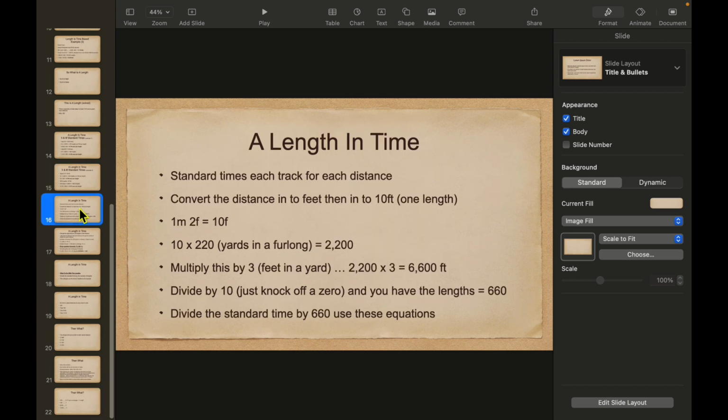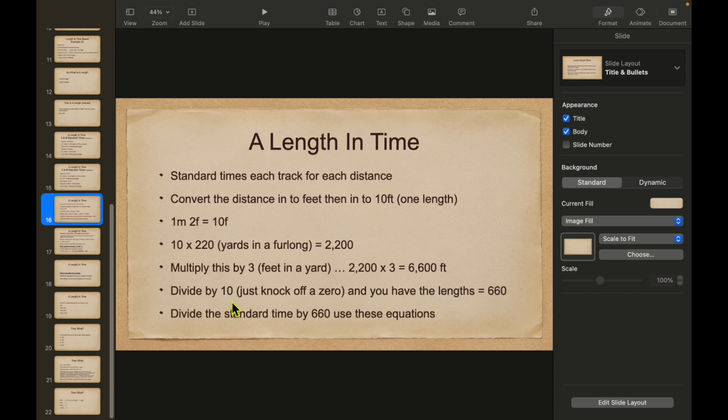So, a length in time. You'll need the standard times for each track for each distance. Convert the distance into feet, then into 10 feet, one length. So, 1 mile 2 is 10 furlongs. 10 furlongs, multiply it by 220, which is the yards in a furlong. And 10 furlongs is 2,200 yards. Multiply this by 3 feet. There are 3 feet in a yard. So it's 2,200 multiplied by 3 equals 6,600 feet.